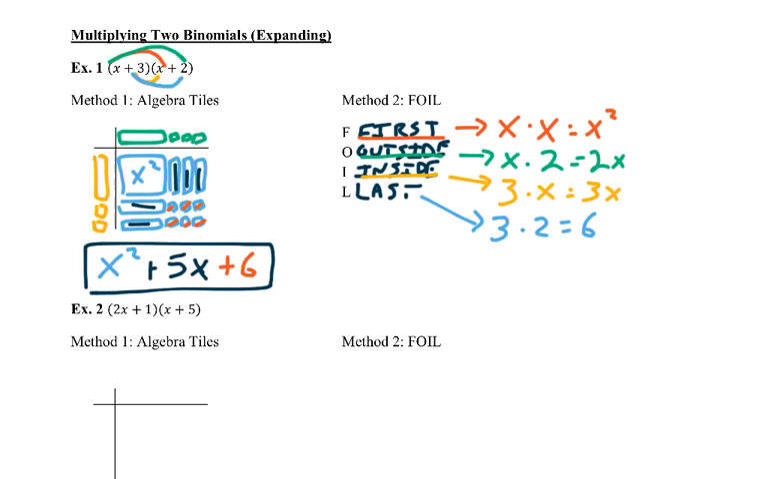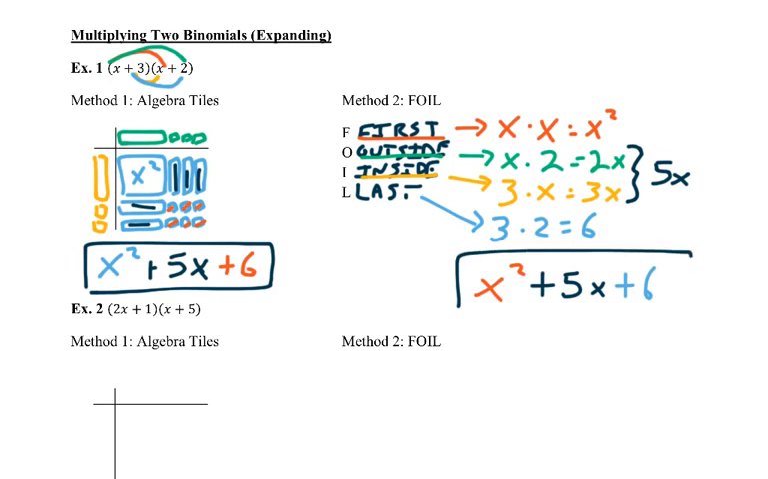Now normally, we're able to group the two middle terms. We're able to group our two like terms together. So 2x plus 3x gives us 5x. So if we rewrite all these terms, we see that we have x squared plus 5x plus 6. Notice that this is the exact same thing that we got from doing it through algebra tiles.